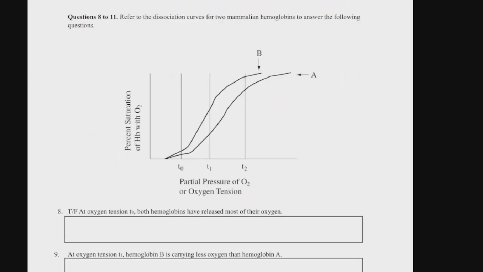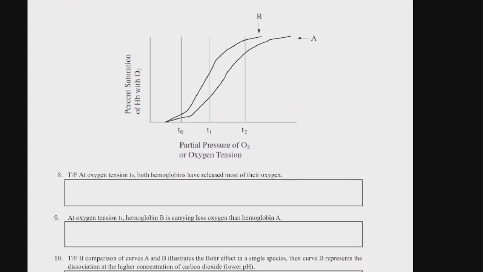Okay. Oh, sorry. Didn't mean to go to the last page. So questions 8 to 11 refer to the dissociation curves for 2 mammalian hemoglobins to answer the following questions. So I'm going to scroll down. We see percent saturation of hemoglobin with O2 and then partial pressure of oxygen, or oxygen tension. These are just a few true, false, and then 11 is some more questions. So we'll see how much we get through.